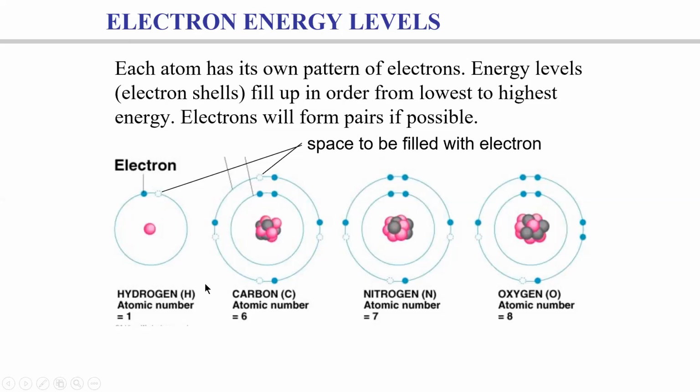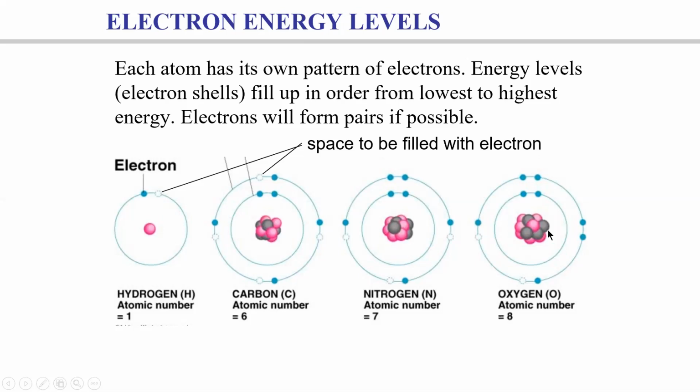Let's do another example. Let's do carbon. Carbon has 6 protons. You know that from the periodic table. So we're going to fill up the energy levels with 6 electrons. We're going to draw the first energy level and put 2 electrons in it, and now that energy level is full. So we're going to take the other 4 electrons and put them in the second energy level. Now we have 4 electrons in the second energy level, and we have 4 empty spaces that could be filled up.